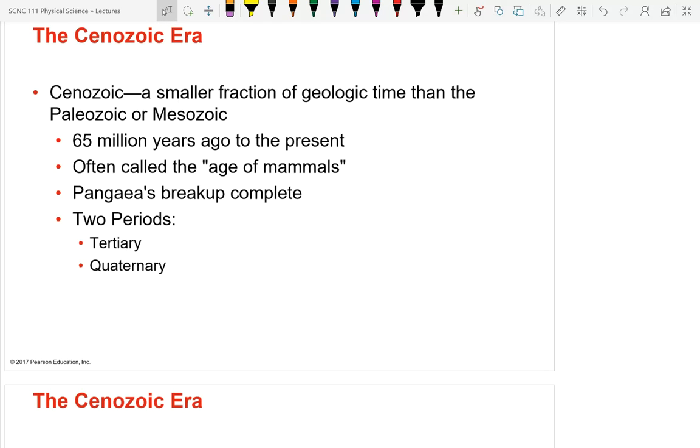So that's comparatively only about 11, 12% of the time that we have life on Earth. And so it's a reasonably short amount of time compared to the entire life on Earth, according to the geologic column. And in the Cenozoic, we have Pangaea's breakdown. Hence the reason we talk about Pangaea a lot. It's the most recent supercontinent that's broken apart to give us what we have today.